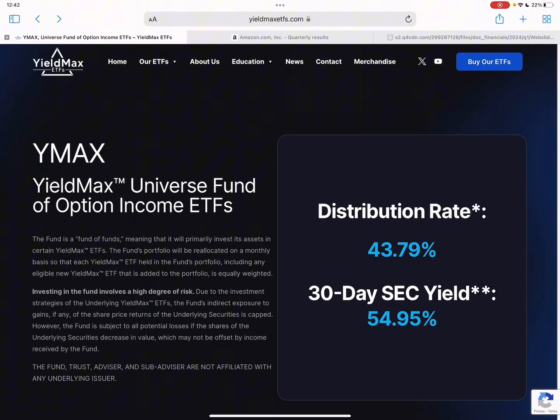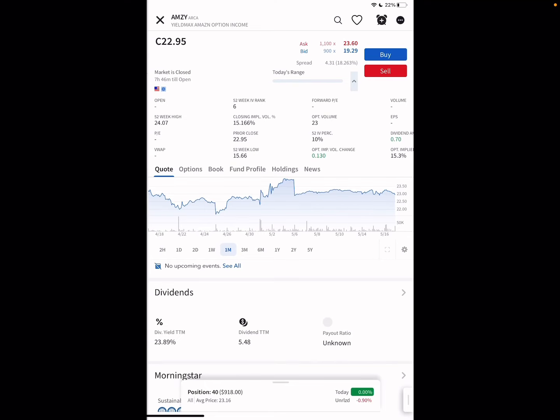So I had to keep that in mind before I was thinking about which ETF I should buy with this month's money. What I ultimately decided to do was buy AMZY. This is my first time being in AMZY. I started off with 40 shares. I could have gotten a better average price, but I bought earlier in the day, about 10 o'clock, so my average price is 23.16.